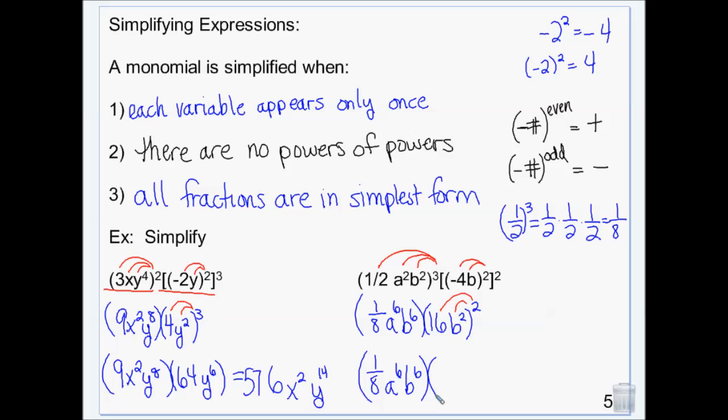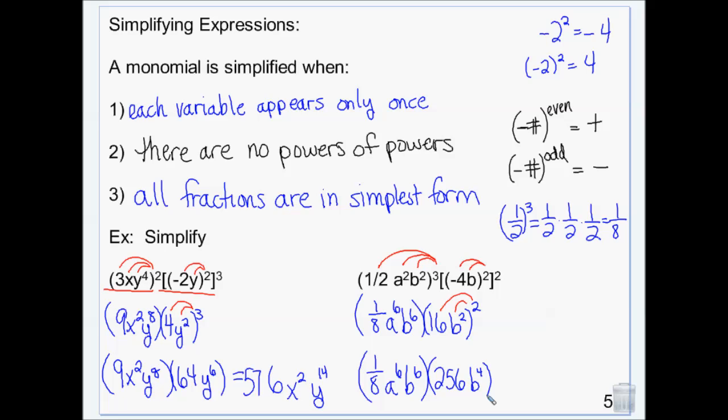What's 16 squared? That's ugly. 256, b to the 4. Now, you guys go, oh my God, it's a fraction, yuck.